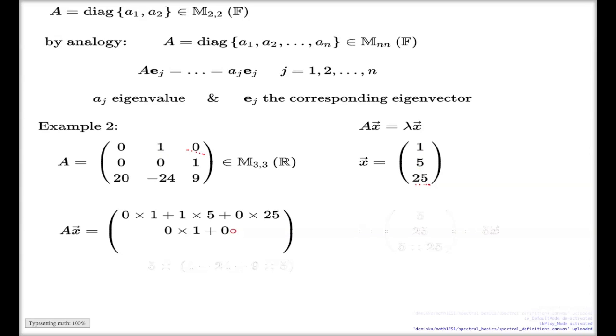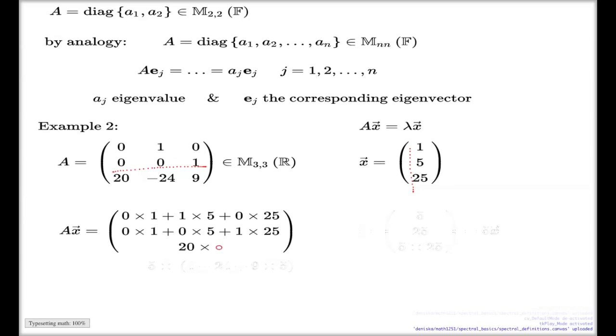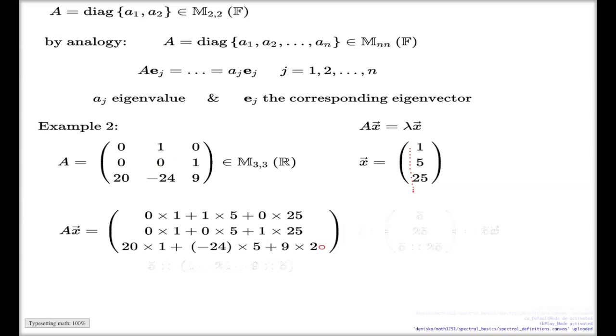Second line, again, very detailed multiplication: 0 times 1, 0 times 5, 1 times 25. It's the dot product of the second row and this vector. And that's the last one: the dot product of the last row and this vector. The first two are easy, right, because they are dominated by zeros. The only non-zero ones are 5 and 25.